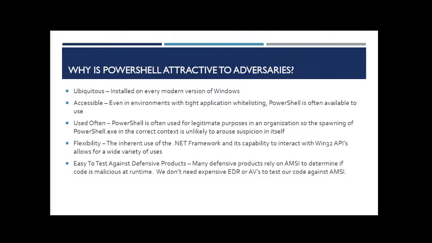It's used often legitimately. Oftentimes, businesses will use PowerShell for any number of things within an organization. It could be to map shared drives. It could be to collect telemetry from your machine for EDR, any number of things. PowerShell is used legitimately, and so it's nice for us to be able to blend in with legitimate usage of PowerShell. It's flexible. Its inherent use of the .NET framework and its capability to interact with Win32 APIs allows for a really wide variety of uses. And it's easy to test whether or not it's going to work against defensive products. Again, AMSI is something that ships with many antiviruses these days, so we can test and see: is the code going to trigger AMSI, yes or no?